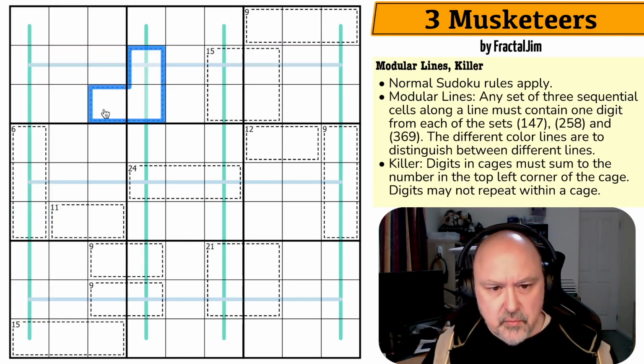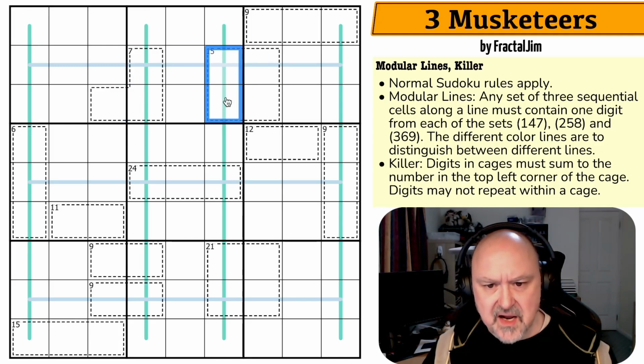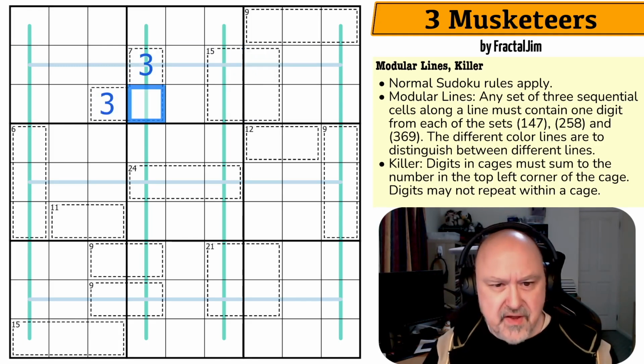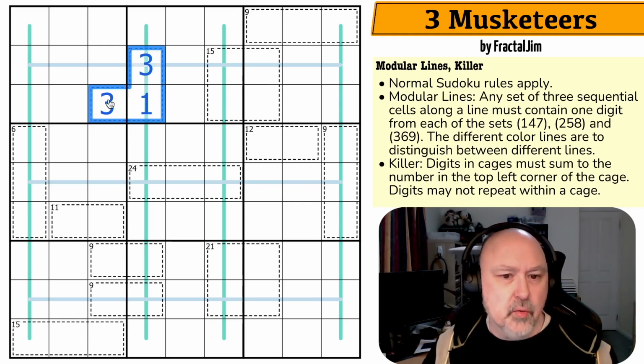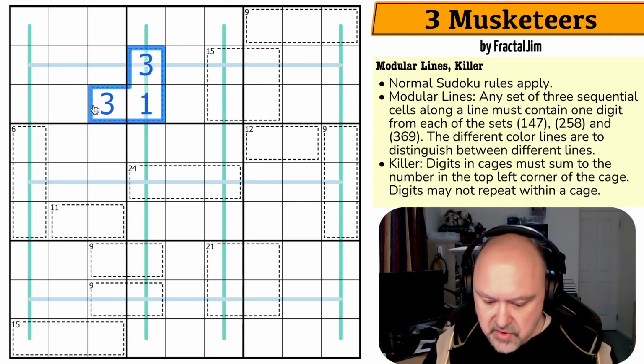Then we've got killer, which is the digits in cages summed to the number in the top left corner of the cage, and digits may not repeat within the cage. So for example, this 7 cage, I cannot go 3, 3, and 1. That is not a legal way of summing to 7. It doesn't break the rules of Sudoku, but it does break the rules of killer.